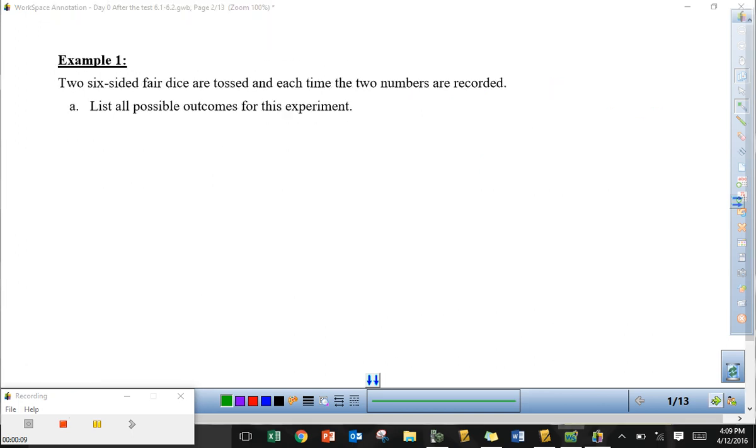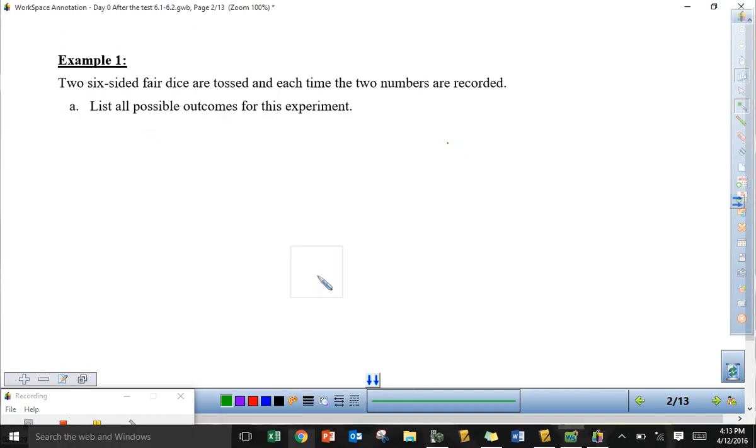Okay, so if we take a look at our first example here, we've got 2 6-sided fair dice, and they're tossed each time the 2 numbers are recorded. Okay, so we're not rolling one after another, just both at the same time, and we're going to write those 2 numbers down. Okay, we want to list all the possible outcomes for this experiment.